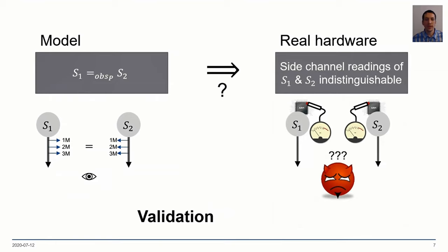So let's revisit the implication from the second slide. We want to validate the soundness of the abstract observation model. That means equivalence of the abstract observations for two states implies that the attacker is not able to distinguish the executions of these two states. Say we execute the program P on states S1 and S2 like before, and in both cases we obtain the same model observations like in our example before, 1 megabyte, 2 megabyte and 3 megabyte. Then we expect that the analysis of the actual side channel does not show any difference when executing P on S1 and S2 on a real processor.